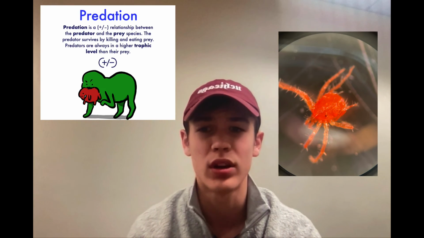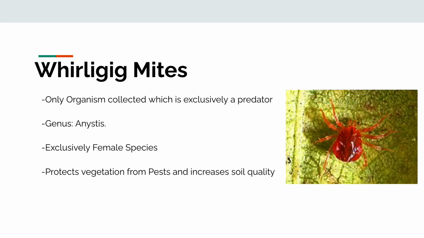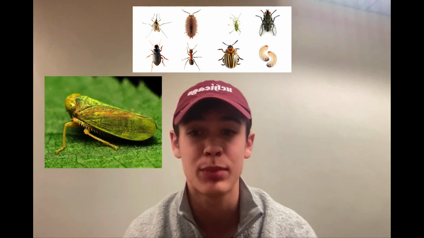So the next organism we want to talk about are the whirligig mites. Again, we were initially drawn to this organism because it was the most commonly collected organism which was exclusively a predator. Just some background on the organism, its genus is Anystis and is an exclusively female species, so it reproduces via parthenogenesis. Being a predator, it primarily feeds on other smaller organisms such as mites, leafhoppers, and a plethora of other smaller organisms, some of which are classified as pests.